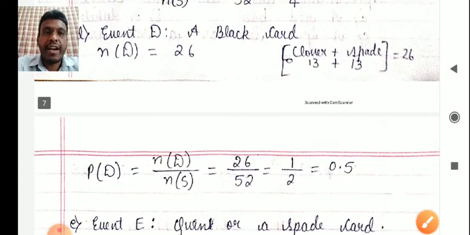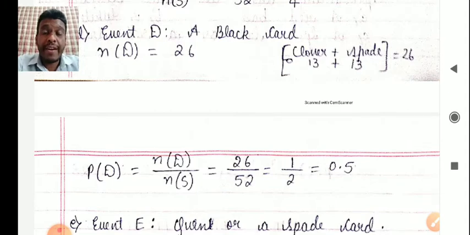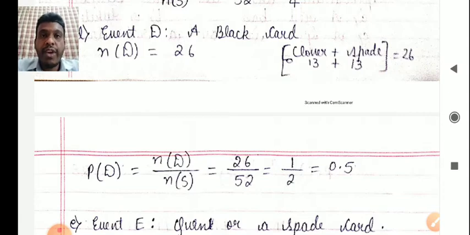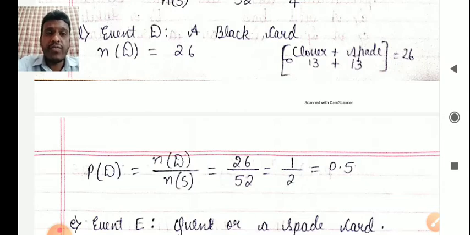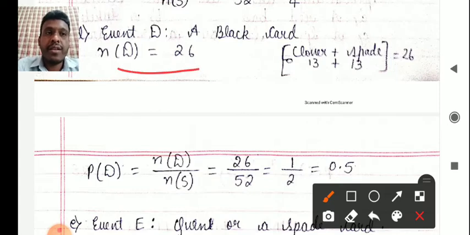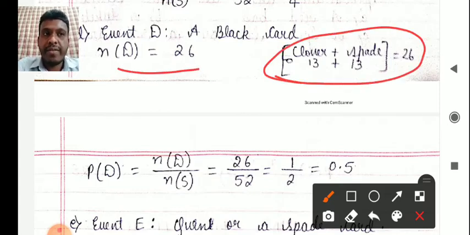Event D, a black card. Now what do we mean by a black card? The design that is printed on the card is black color. So we have two instances where the design is printed in black color, that is, it might be a spade or it might be a clover. So in both of these sets we have black color design, and that is why 13 plus 13, total 26 cards we have which are black in color, and the other remaining 26 are red in color. So 26 black cards we have, that is why n of D is equal to 26. 13 clover plus 13 spade.